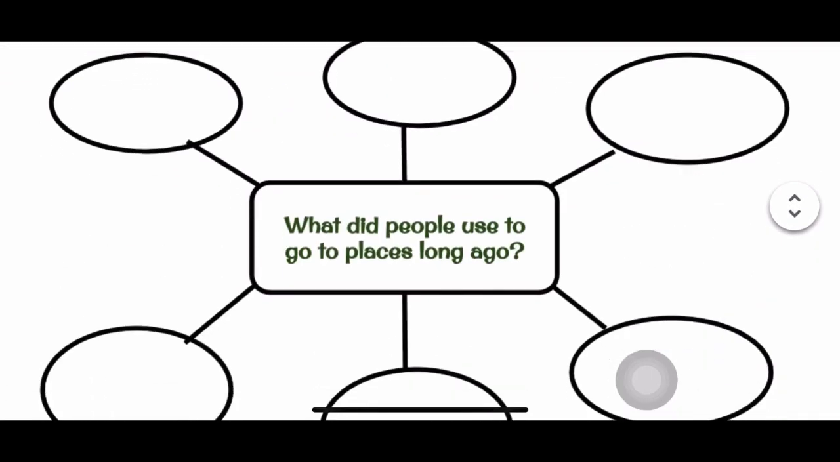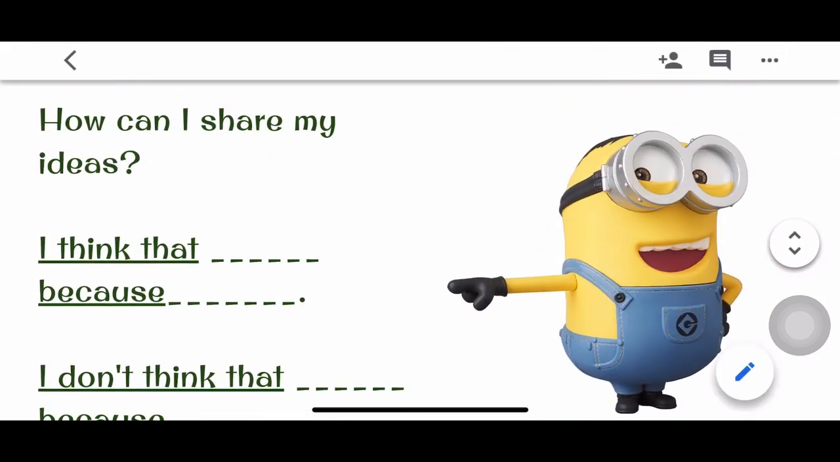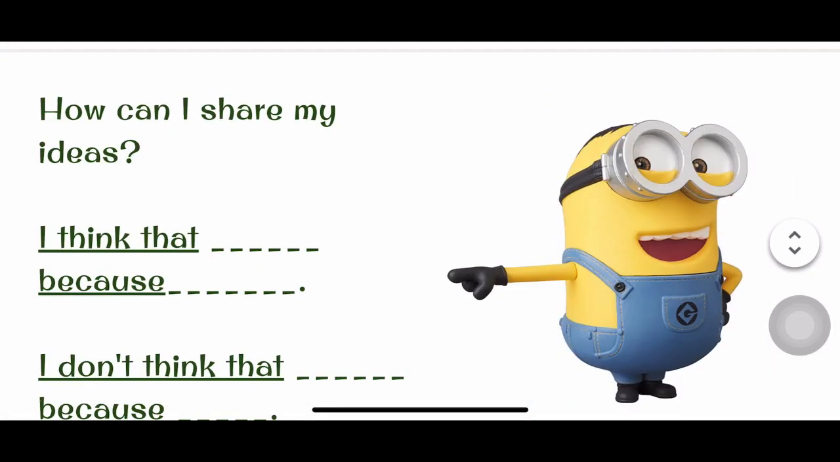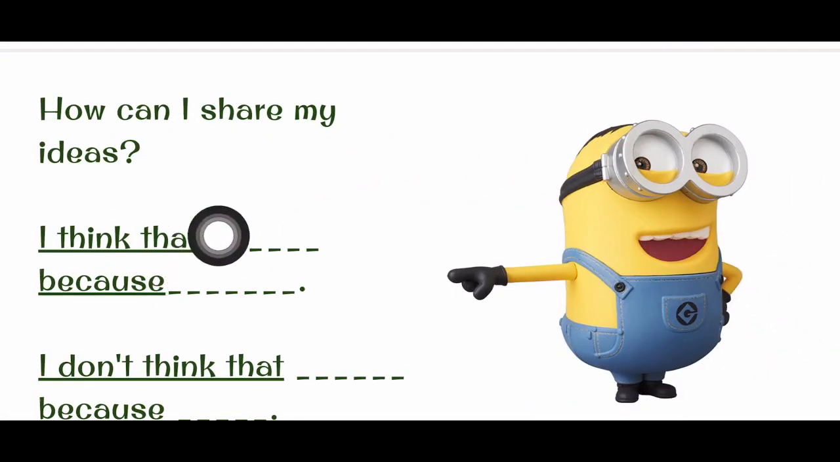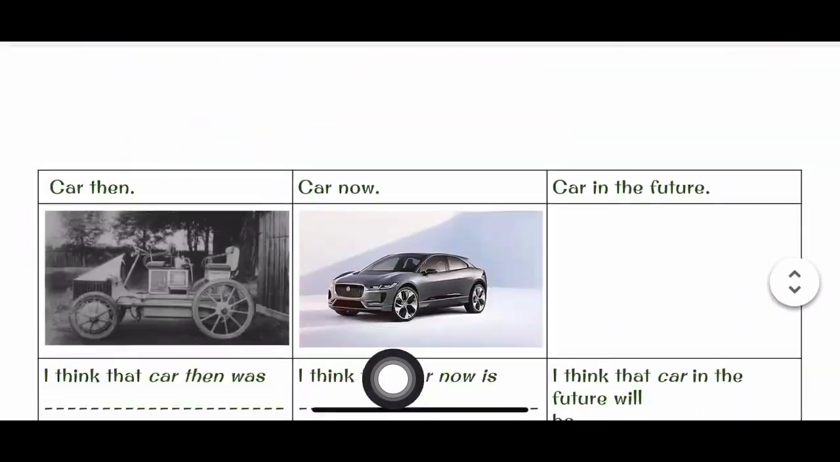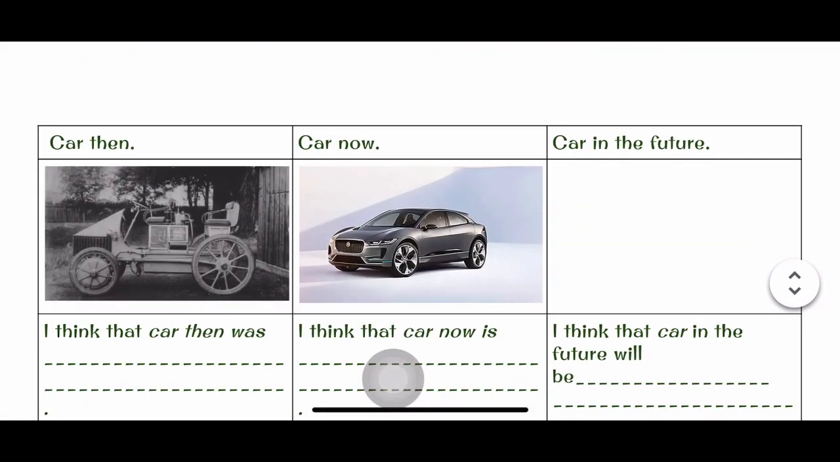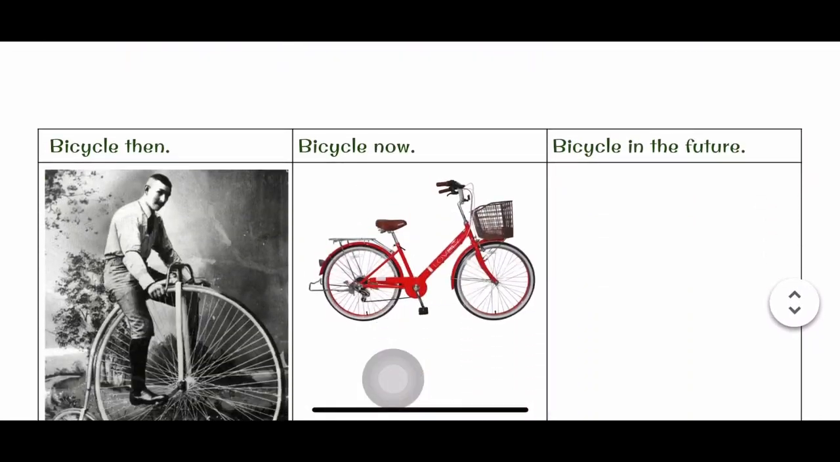So one more thing is that we've learned the concept map or idea web. Don't forget this, we will learn this as well. And today we have learned that for us to share our ideas, we will say, I think that because. I don't think that because. Clear? Alright guys, so here I am going to show you our worksheet in a different video.